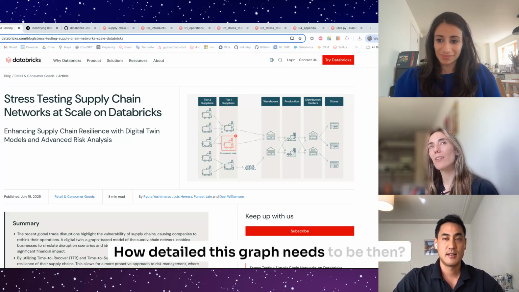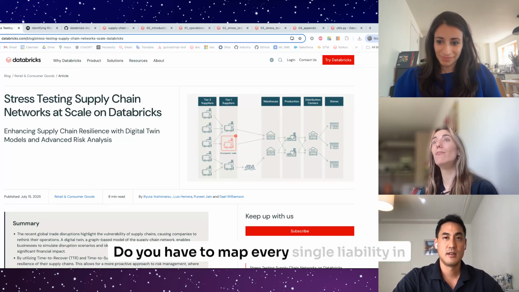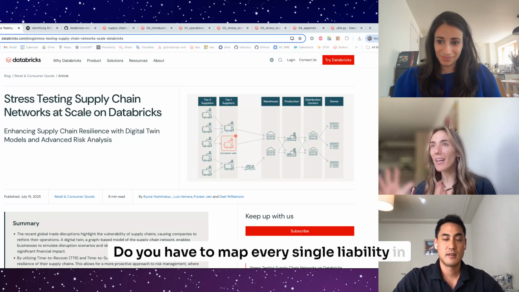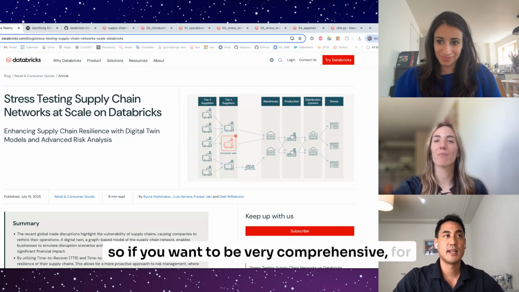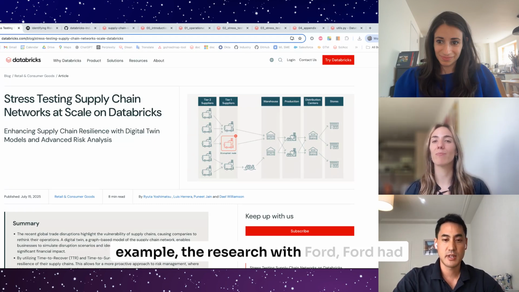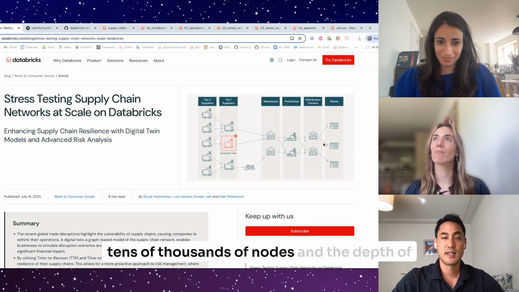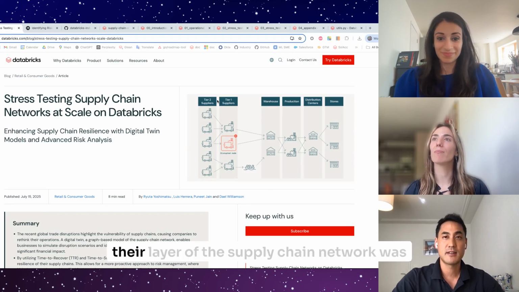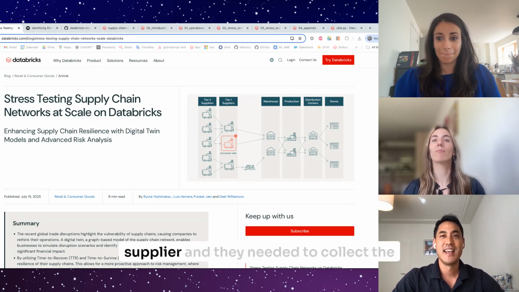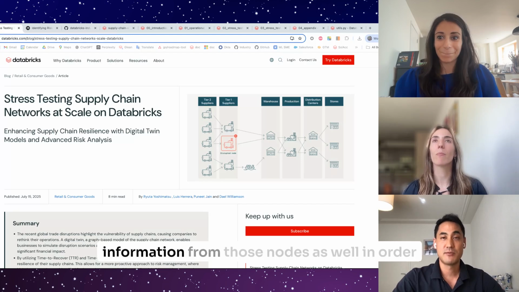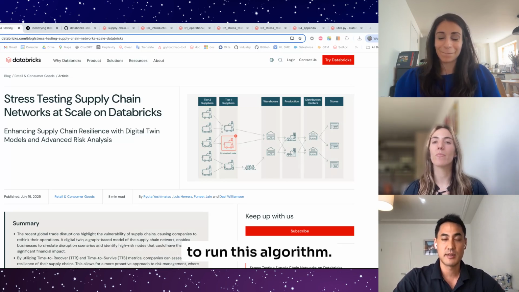How detailed does this graph need to be? Do you have to map every single liability in your network in there? Yes. If you want to be very comprehensive, for example, in the research with Ford, Ford had tens of thousands of nodes, and the depth of their supply chain network was about 10 layers. They had sub-suppliers, and they needed to collect the information from those nodes as well in order to run this algorithm. But that's a limitation for a lot of companies today.